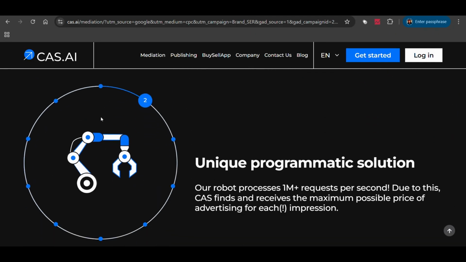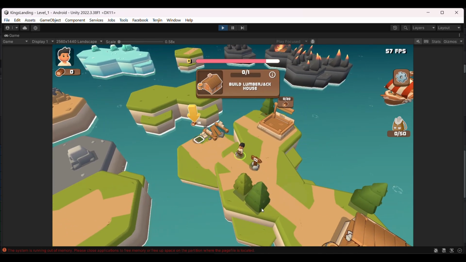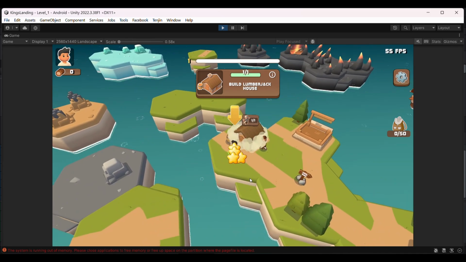But eventually I came back to Yodo1 MAS, and people keep asking me, why Yodo1 MAS? Why not just stick with AdMob? I didn't have hard data to back up my choice, so I decided to put it to the test with real users and real money.